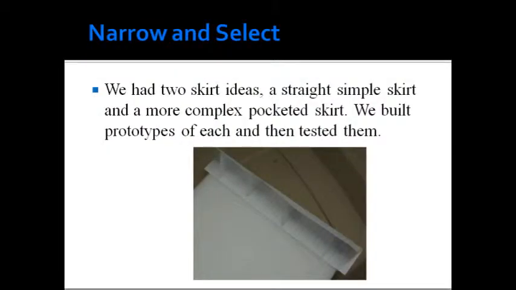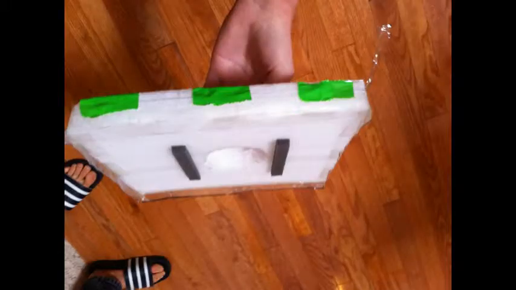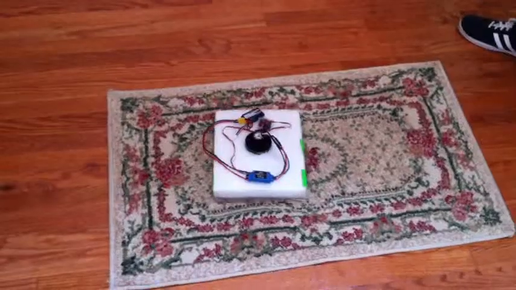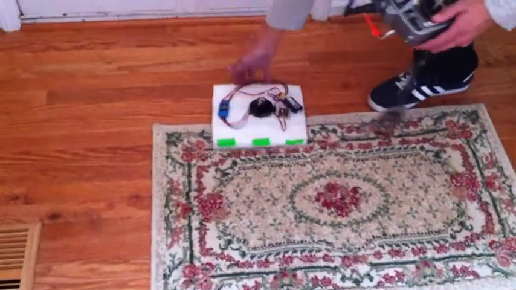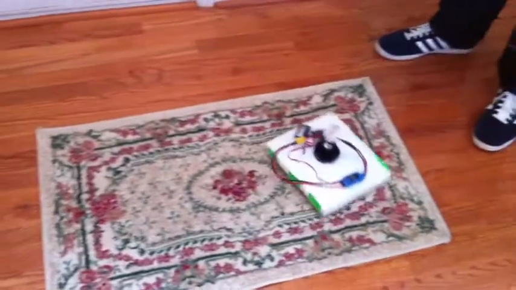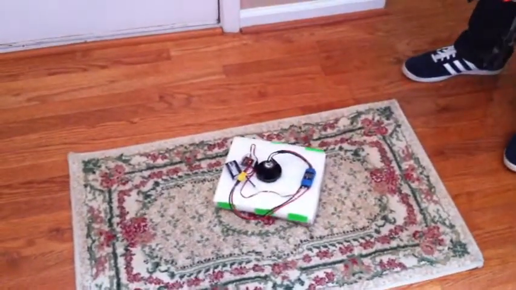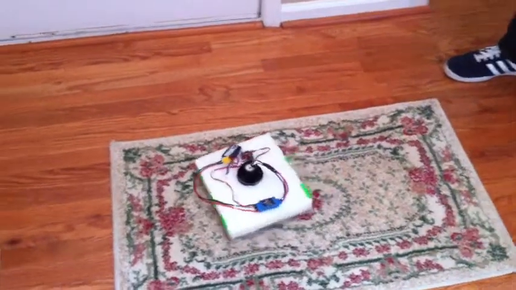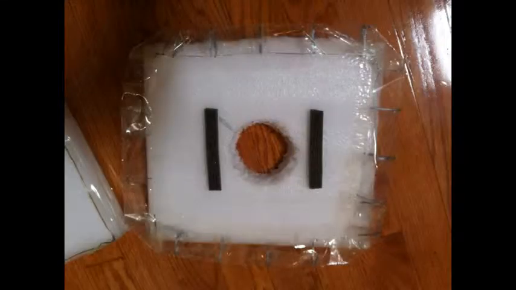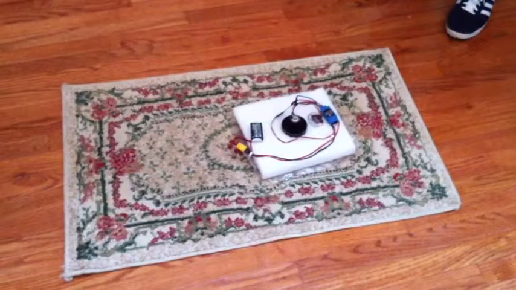The third step in the design process is narrow and select. An example of this step was in the designing of our skirts. Our first design was a simple straight skirt. Our second design was a more complex pocketed skirt.